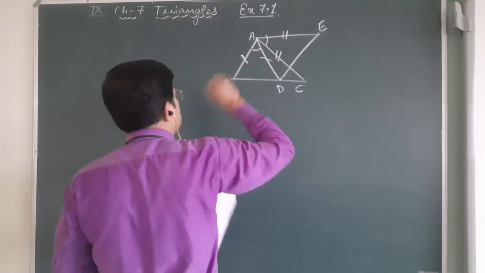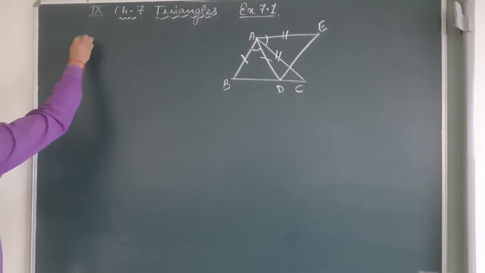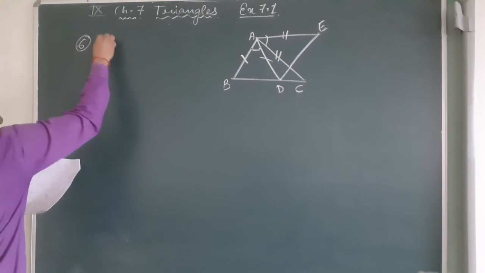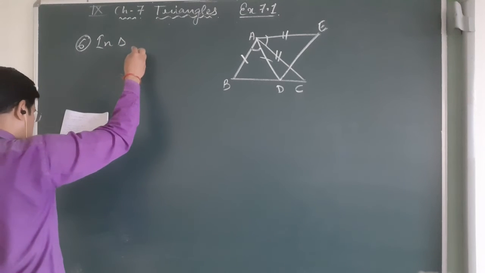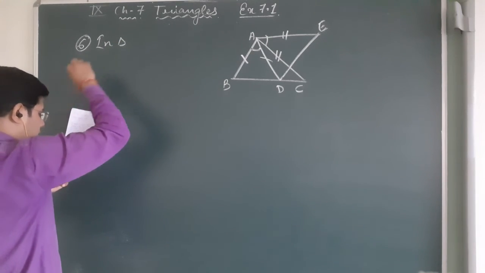Here I am going to use a sum of time, so please be careful about the sum. So question number 6. In triangle ABC, you have to show BC equal to DE.